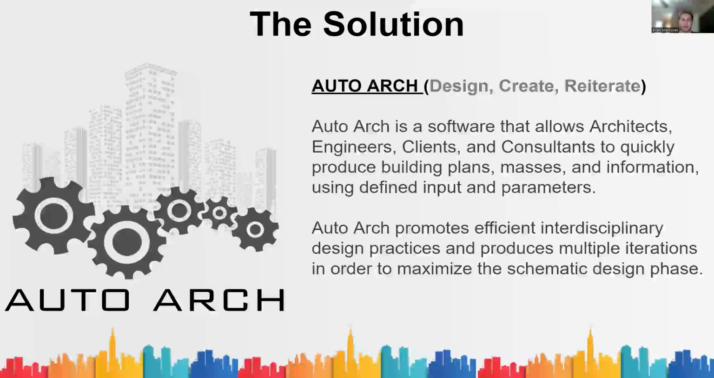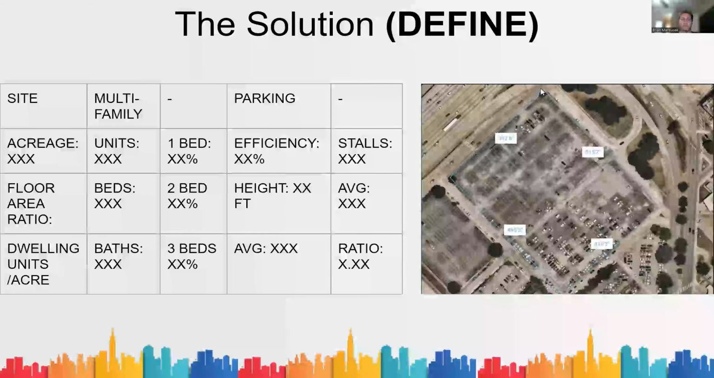For this example, we will be designing an apartment building, which can all be done in 3 easy steps: define, create, and reiterate. The first step is define, in which you would enter all of your desired needs for the project. The first thing needed is an outline of your site. Then enter your desired number of units, type of units, parking number, and anticipated costs.